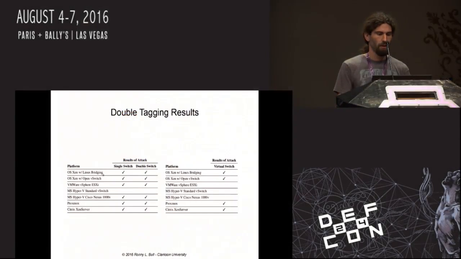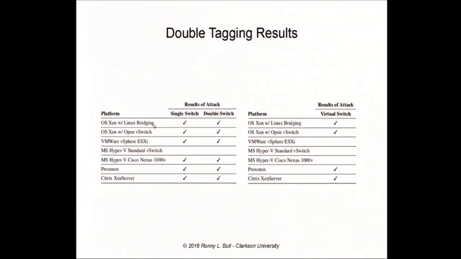Okay. So overall results of this, the first set of charts there on the left-hand side show the Open vSwitch, Linux bridging, pretty much everything worked for going in. So this is trying to attack a virtual machine on another VLAN inside of a virtualized network. So it worked on every single environment except for the standard vSwitch for Hyper-V.